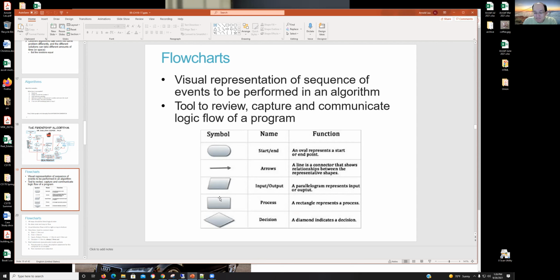Your process could be adding some numbers together. Whatever I took as my input, I feed into my process and I can do something with it, like adding some numbers together. And then based on that, I would have a decision. This is a diamond shape for the decision, and you can only have a yes or no, or up or down. It's two directions. You don't want to make it more than two, for the purpose of this class.